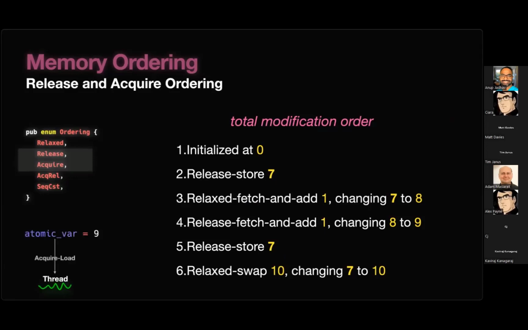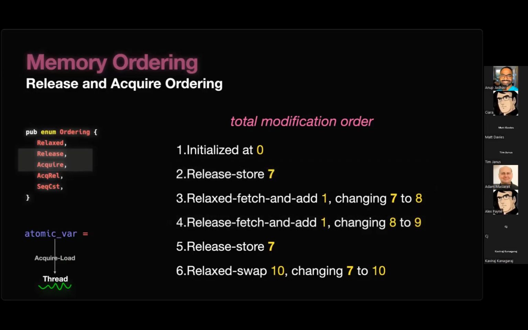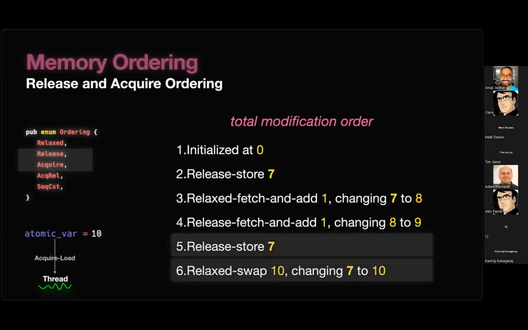Now, if we acquire load a 9 from this variable, we not only establish a happens before relationship with the fourth operation that stored this value, but also with the second operation, which stored a 7, even though the third operation used a relaxed memory ordering. But let's say we acquire loaded a 10 from this variable, which was written by a relaxed operation here. Then we establish a happens before relationship with the fifth operation, which stored a 7. Because that was the last store operation in the modification order, it breaks the chain. We don't establish a happens before relationship with any of the other operations.